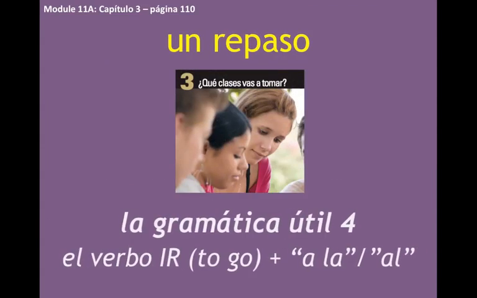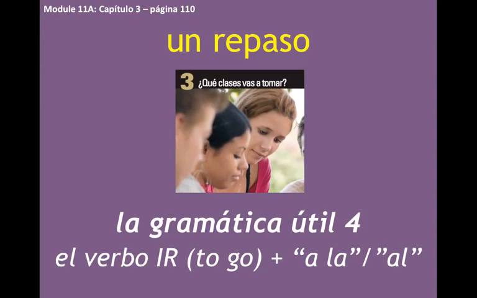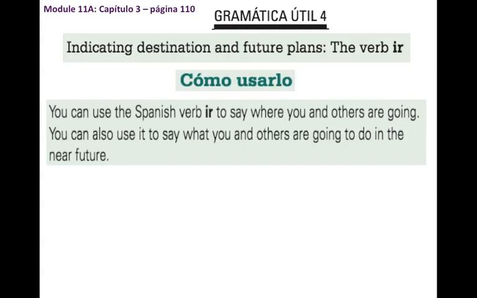Primero, un repaso de la gramática útil 4, el verbo ir with to the. Indicating destination and future plans, the verb ir, to go. ¿Cómo usarlo? How to use it. You can use the Spanish verb ir to say where you and others are going. You can also use it to say what you and others are going to do in the near future. Let's take a look at those examples.